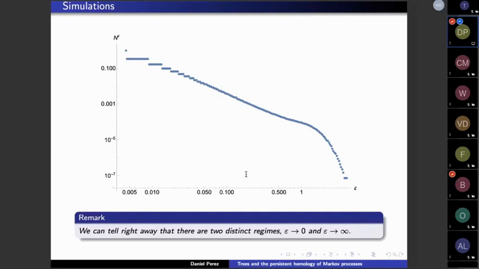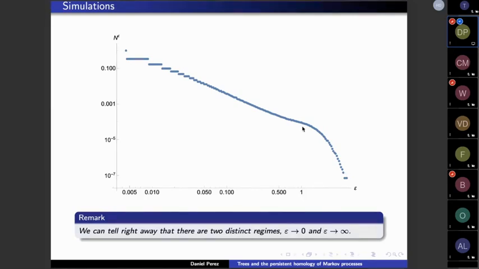Nonetheless, we see in this diagram that there are two distinct regimes. Namely, when epsilon tends to 0, we seem to have a power law, and when epsilon tends to infinity, we have a different regime here.